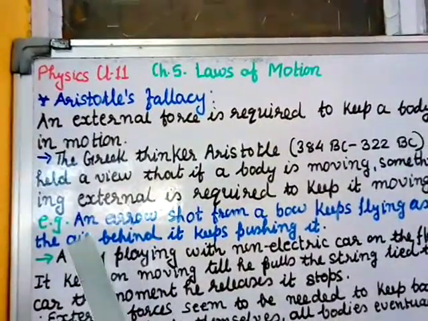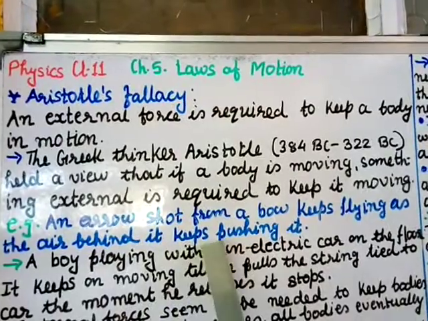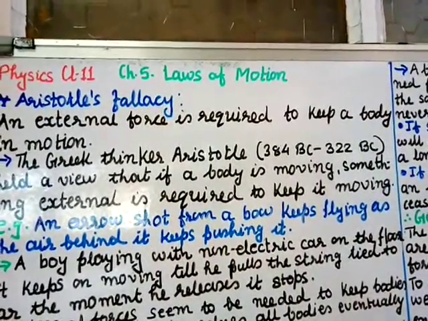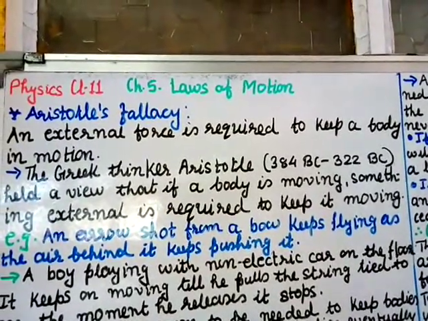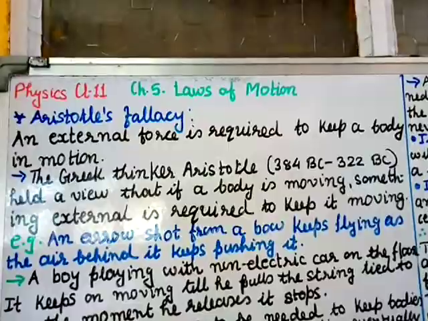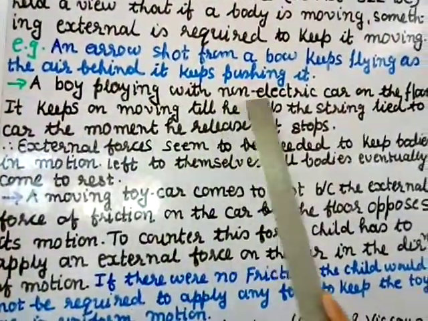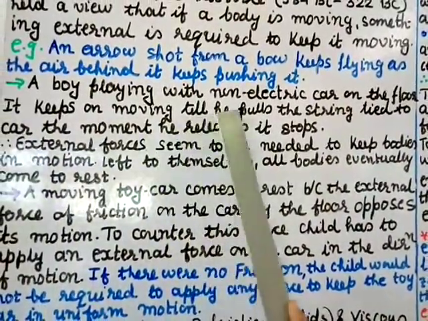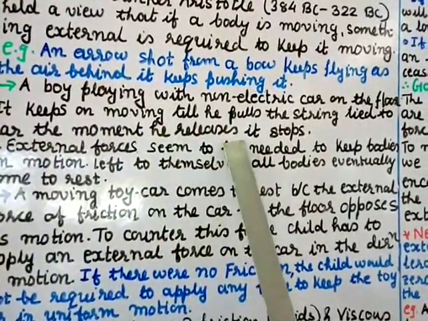For example, an arrow shot from a bow keeps flying as the air behind it keeps pushing it. So if you are shooting an arrow from a bow, it will fly in the air. Why? Because the air behind the arrow will keep on pushing it. Another example you can take is a boy playing with a non-electric car on the floor. It keeps on moving till he pulls the string tied to the car. The moment he releases, it stops.